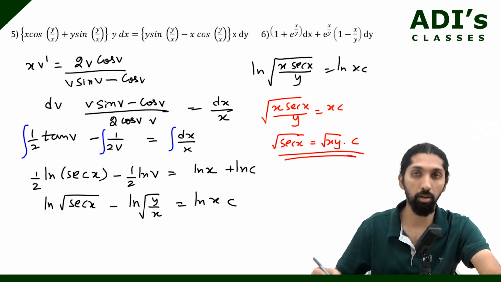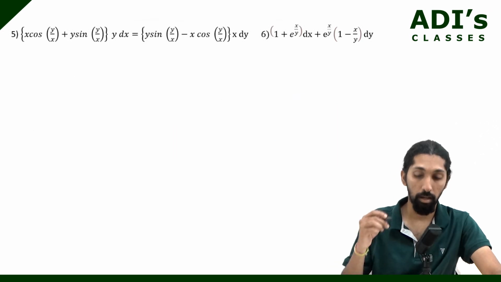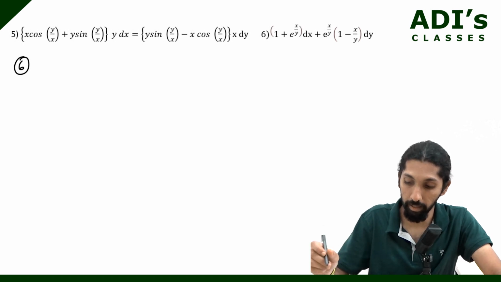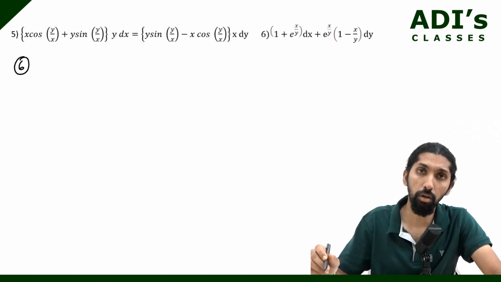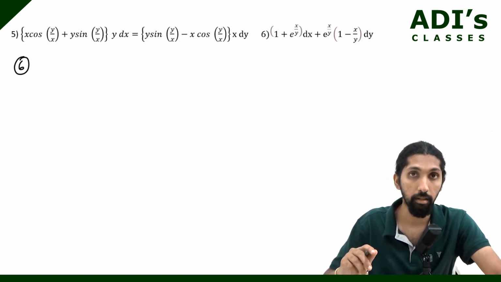All right, now let's do the last one. Trust me, just check. Again, we can do dy by dx, or we can do dx by dy also. That's also a possibility. So remember, we are taking y is equal to v into x.